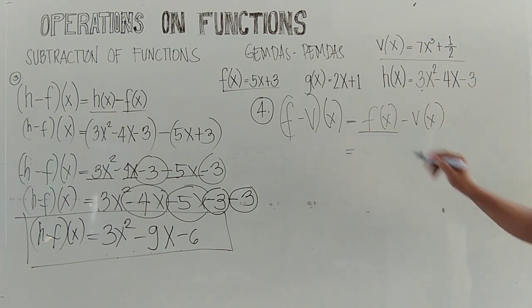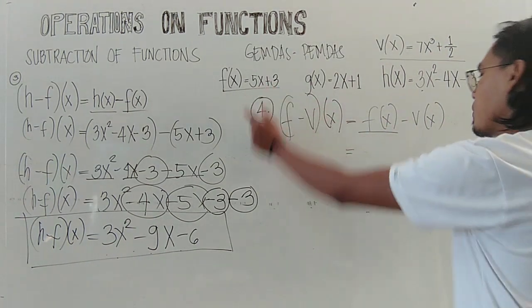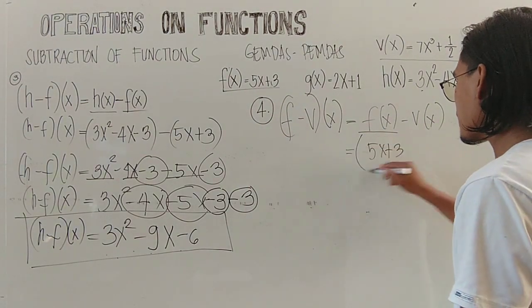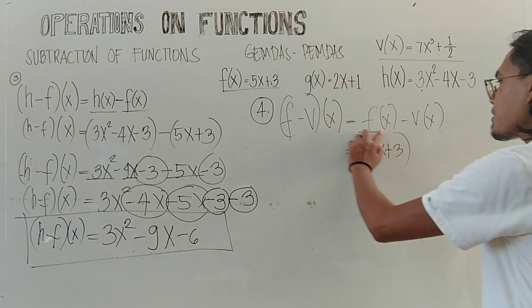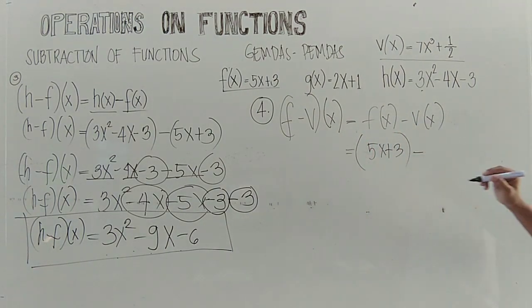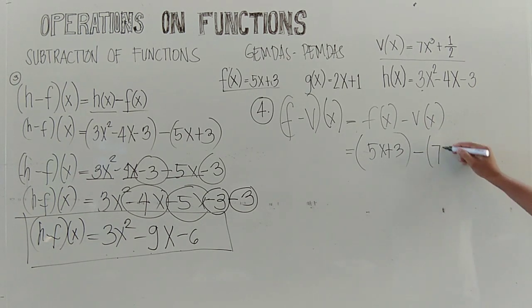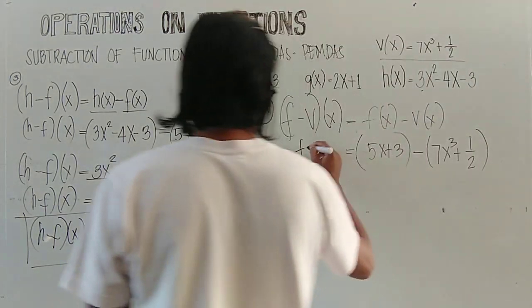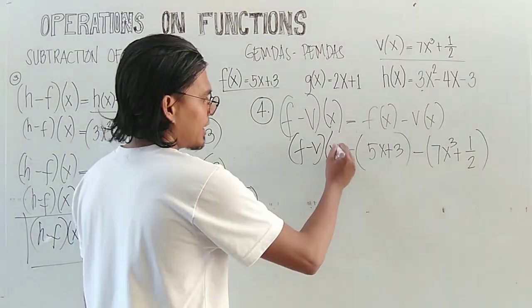So, first step is to substitute f of x. f of x equals, again, 5x plus 3. Then, for the substitution, you should use parentheses. Then your minus sign. Then substitute v of x. Again, parentheses. So we have 7x cubed plus 1 half.